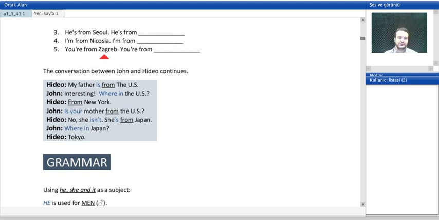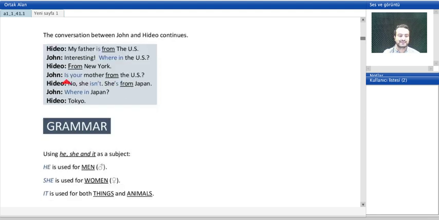The conversation continues. Hideo starts. My father is from the US. Interesting. Where in the US? From New York. Is your mother from the US? No, she isn't. She's from Japan. Where in Japan? Tokyo. So we have is here, we have isn't here, we have is here. So it means we are going to work on is in this unit.